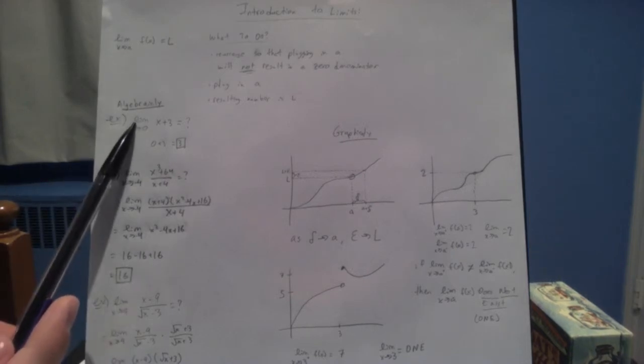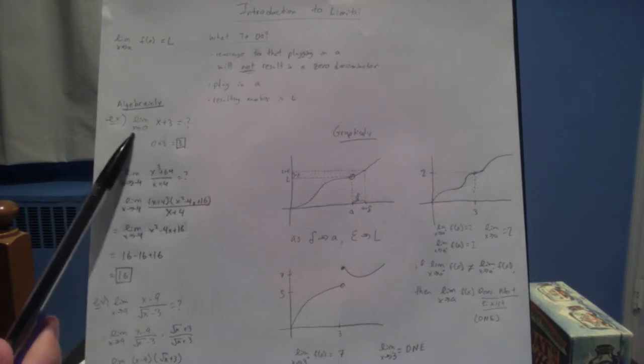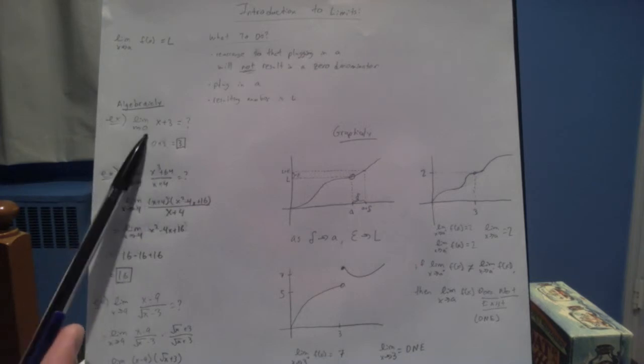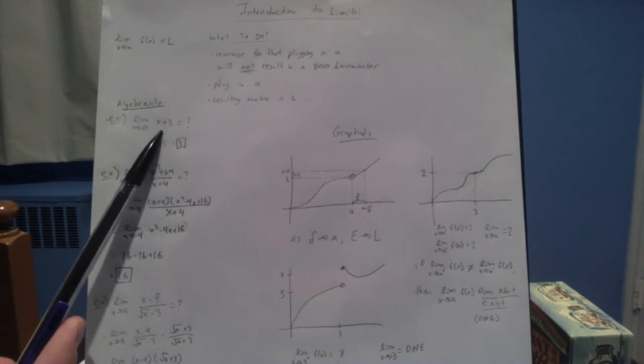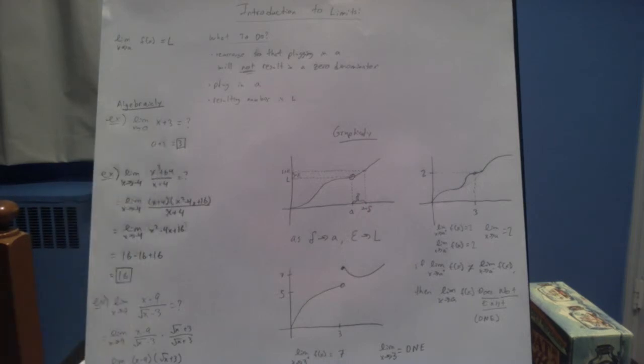So over here, for example, the limit of x plus 3 as x approaches 0, well, you can just plug in 0 there because you're not going to get 0 in the denominator. So you get 0 plus 3, which is 3.